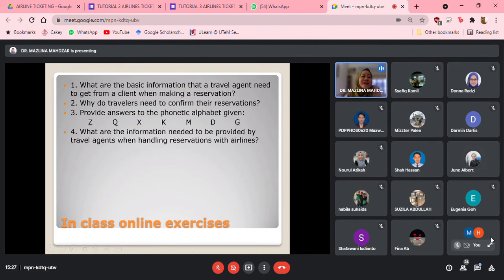Okay, 9 tu ya. Kenapa traveller need to confirm their reservation? To reconfirm, tadi kita belajar. Why? Supaya dia punya next flight tidak kena cancel. Yes, so if it breaks a journey more than 72 hours, you need to do a reconfirmation to avoid cancellation of the next or later flight. Ingat tak tadi ni?